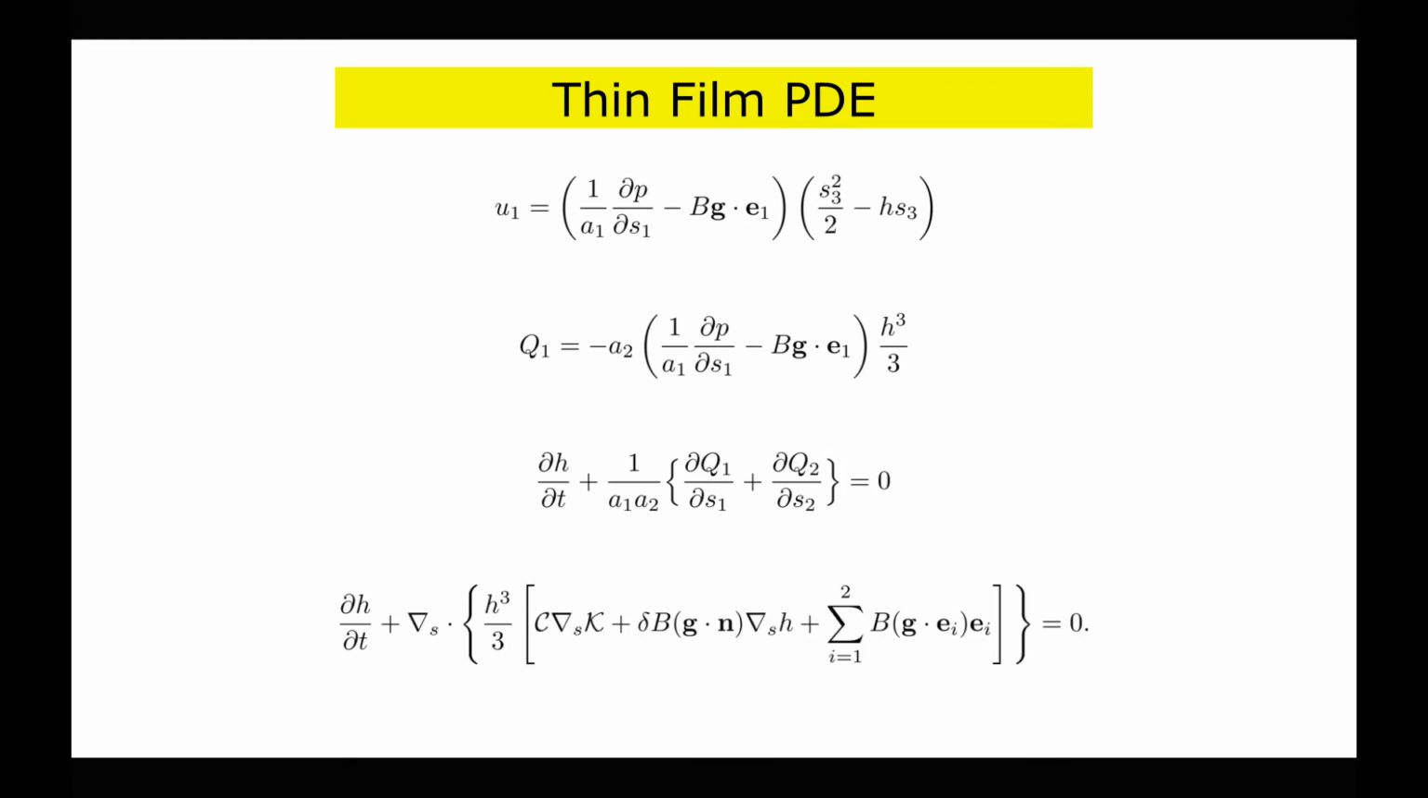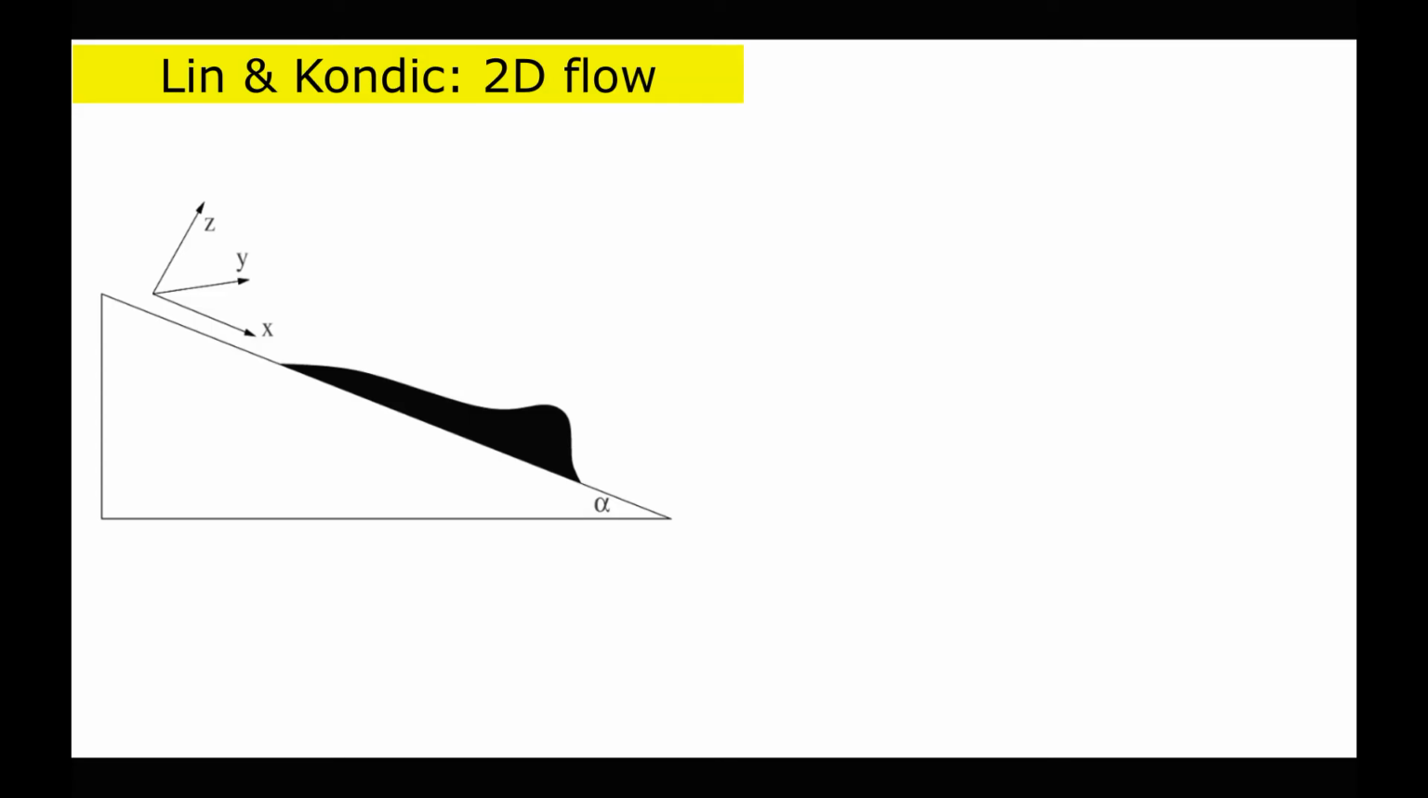Examining the components to this PDE, we observe dependence on the curvature, which considers both the substrate's and film's curvature, gravity in the normal direction, and gravity in the tangential direction as well. Having derived the thin film PDE for an arbitrary surface, we now examine the work done by Lin and Kondic on instabilities in thin films.